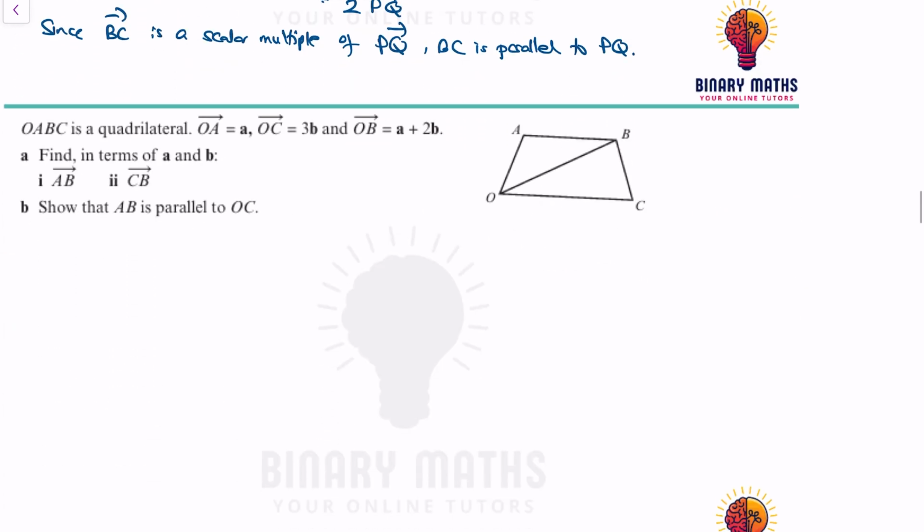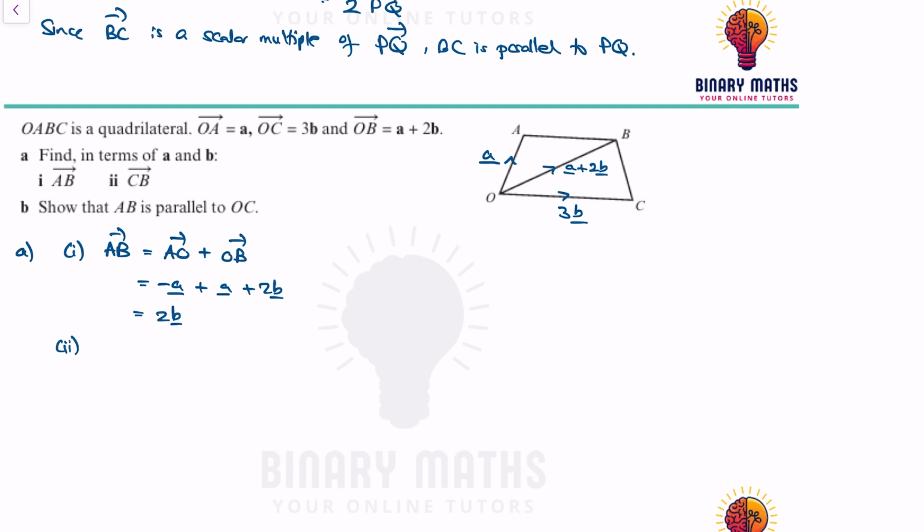Okay, next question. OABC is a quadrilateral. O to A is equal to A. O to C is equal to 3B. And O to B is equal to A plus 2B. Find in terms of A and B, first, A to B. So A to B is equal to A to O plus O to B, which is equal to minus A plus A plus 2B, which works out to be 2B.